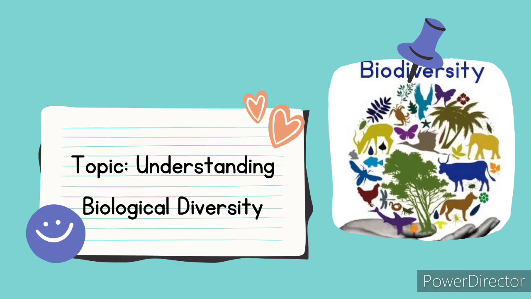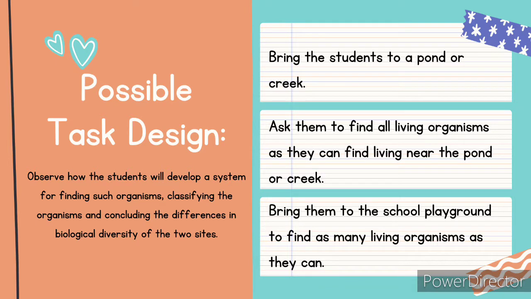For example, the topic is understanding biological diversity. So this is the possible task design. Bring the students to a pond or a creek. Ask them to find as many living organisms as they can near the pond or creek. Also, bring them to the school playground to find as many living organisms as they can. Observe how the students will develop a system for finding such organisms, classifying the organisms, and concluding the differences in biological diversity of the two sites.